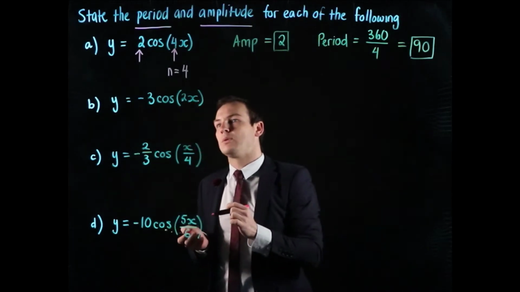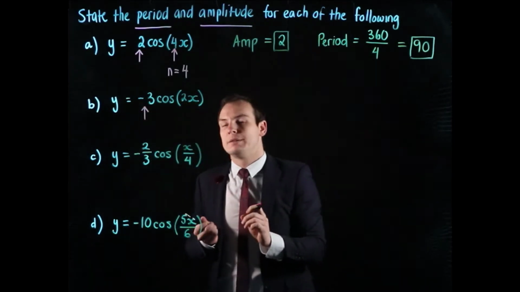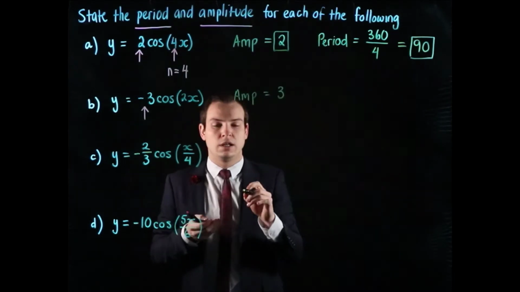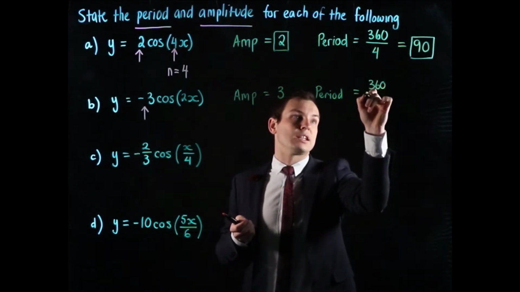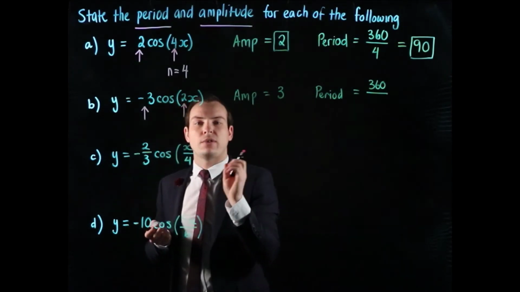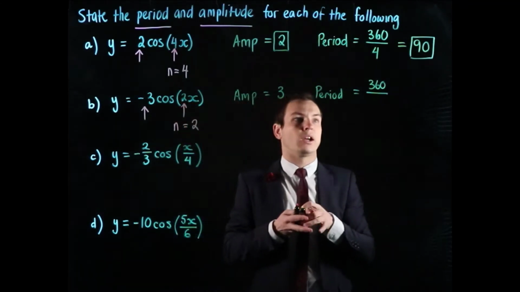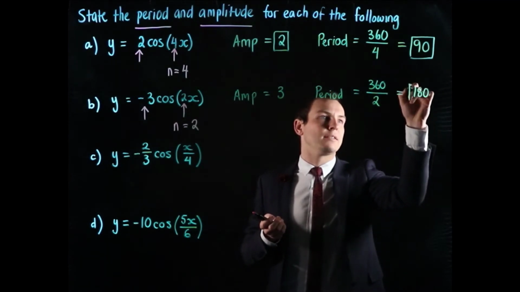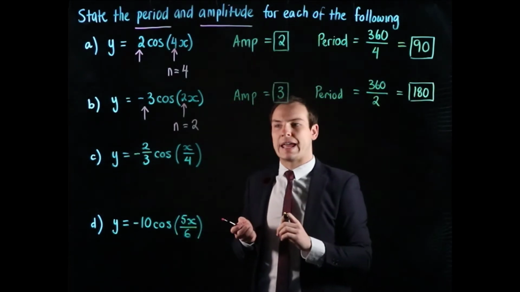For the second graph, y equals negative 3 cos of 2x, for the amplitude we still look at the number that's multiplying cos, but we ignore the negative. So the amplitude is simply going to be 3. Now the period, we do exactly the same thing: 360 divided by n, where n is the coefficient of x, which is 2. So 360 divided by 2 gives a period of 180. So our amplitude is 3, and our period is 180.